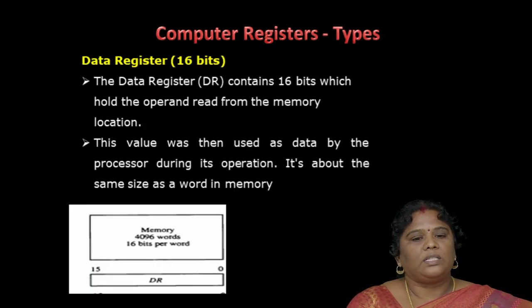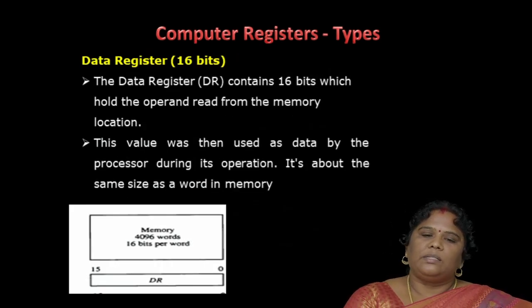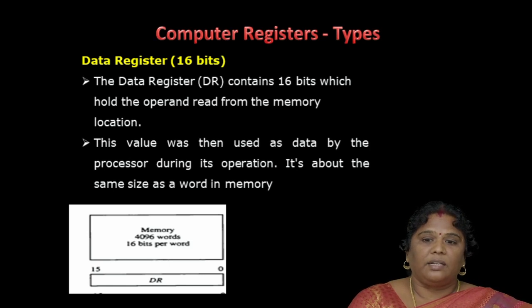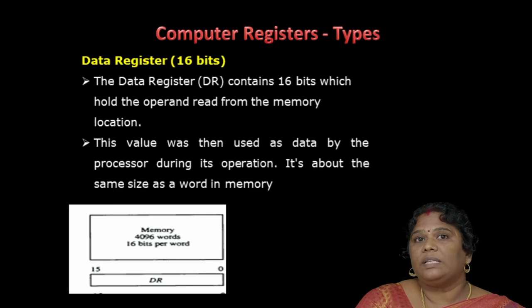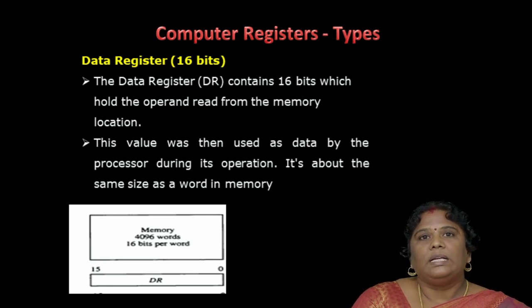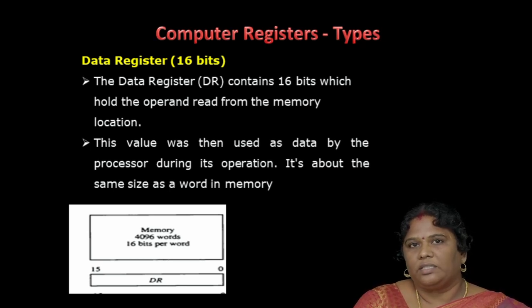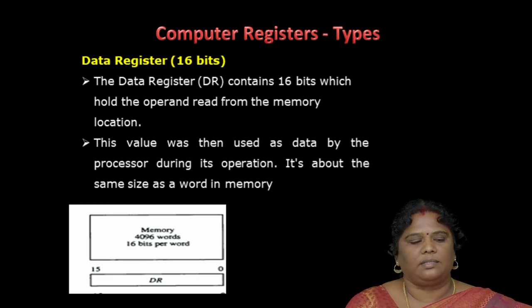Next we study the data register. As the name itself says, it holds the data, that is, the operand. The value of the operand read from the memory is stored in this data register. The size of this register is the same as the size of the word stored in memory. In this example, the memory stores 4096 words, and each word is represented by 16 bits, so the data register holds 16-bit data.